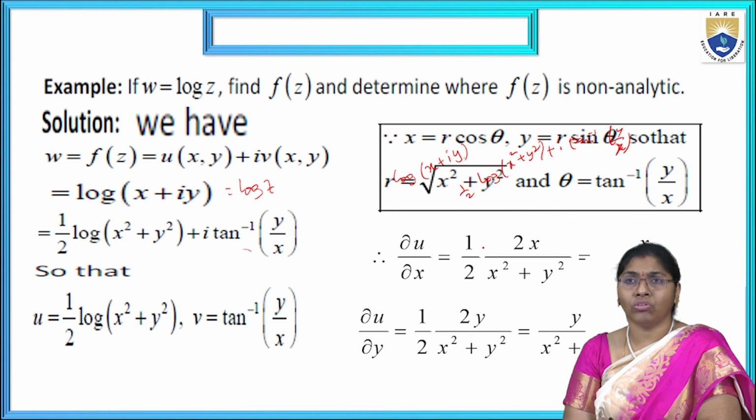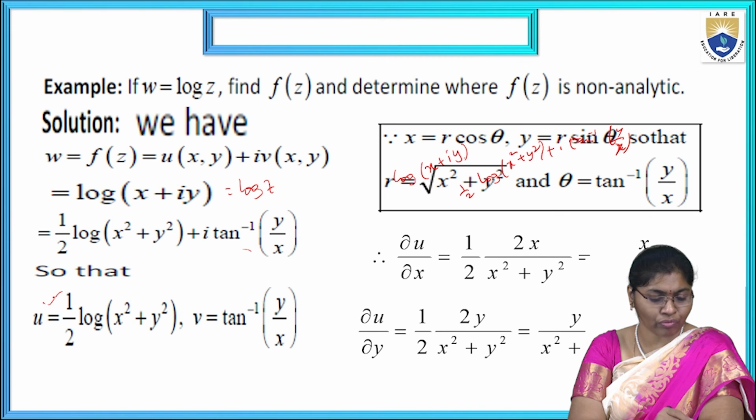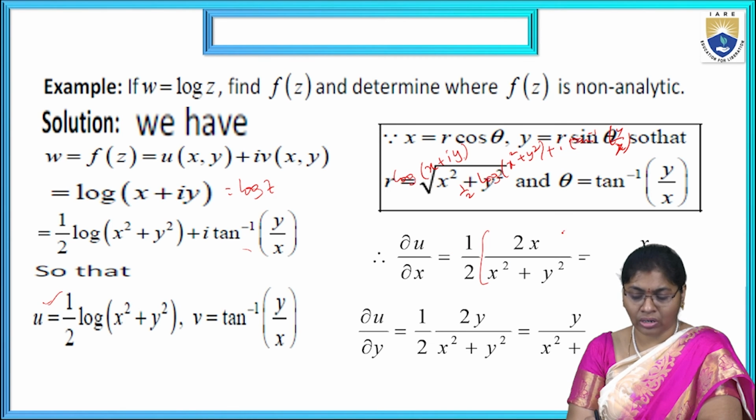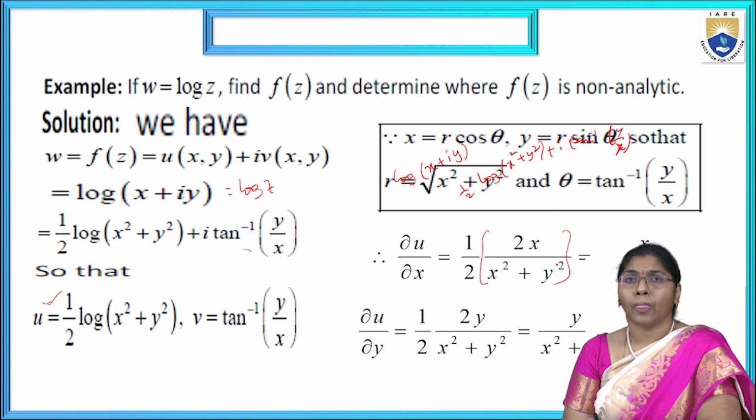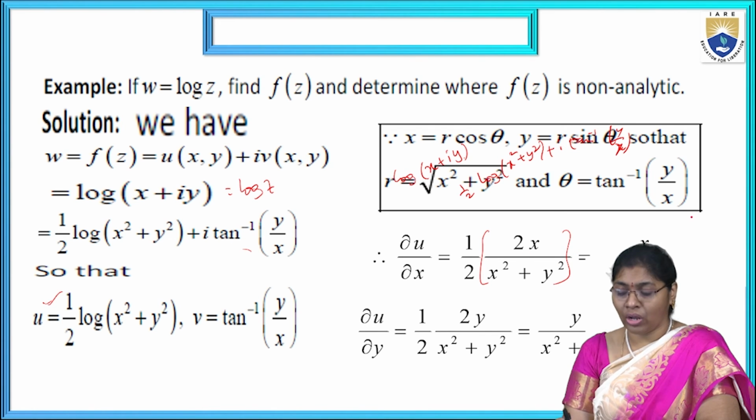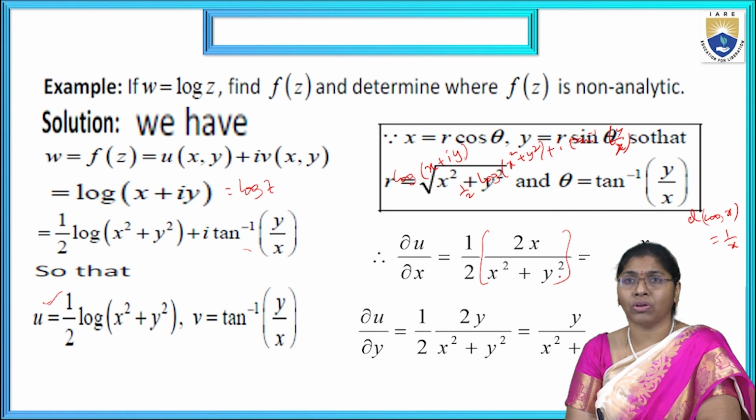Now dou u by dou x equals 1 by 2 log of x squared plus y squared, derivative gives 2x by x squared plus y squared. The derivative of u: 1 by 2 is a constant, the remaining part is this one. Now the derivative of log x is 1 by x. Here x means x squared plus y squared. Now what about the x squared derivative? That is 2x. Substituting that one, the 2 gets cancelled, remaining x by x squared plus y squared. Next dou u by dou y, 1 by 2 into the same, the derivative of y squared is 2y. Now the 2 cancels, we get y by x squared plus y squared.